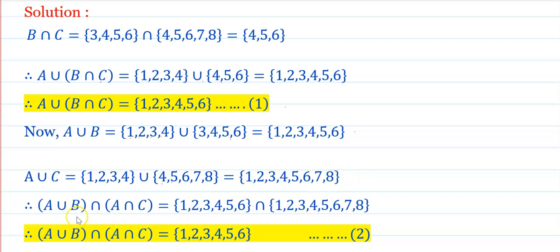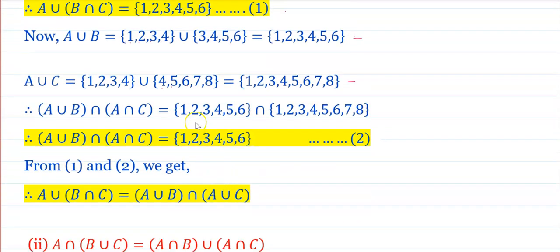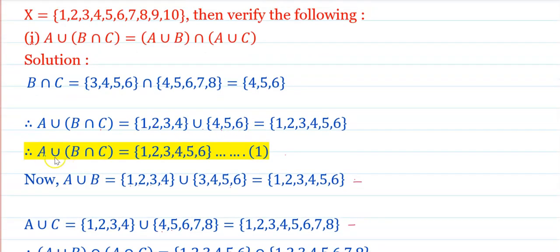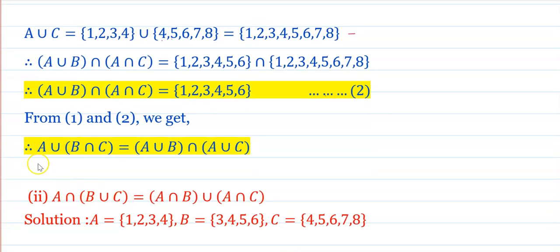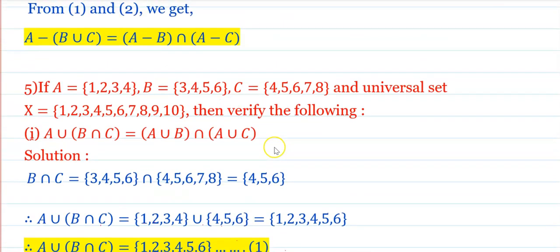Now their intersection, the intersection of A union B and A union C, which are the common elements: 1, 2, 3, 4, 5, 6. And see here, A union (B intersection C) has the same elements. Therefore, from 1 and 2, we get A union (B intersection C) is equal to (A union B) intersection (A union C). And hence, it is true.